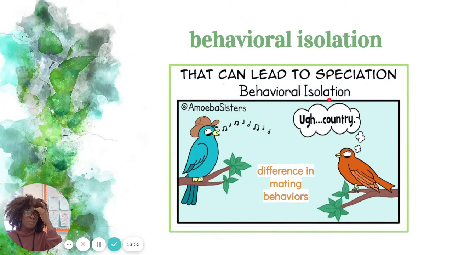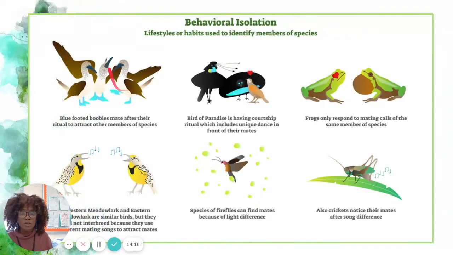Okay, there are many examples of behavioral isolation, including even the timing of mating. So there are certain organisms that mate in July. There are other organisms that mate in October, right? So if this organism wants to mate in July and this one's in October, then they have behavioral isolation. Their mating behaviors are different. They're never going to mate together. Okay, so again, here are some more examples of this.